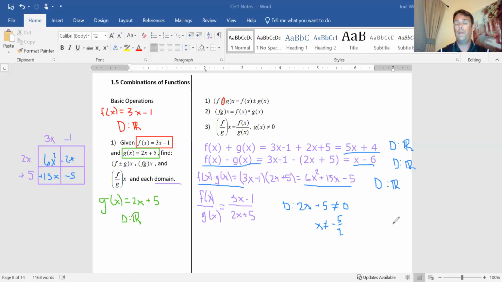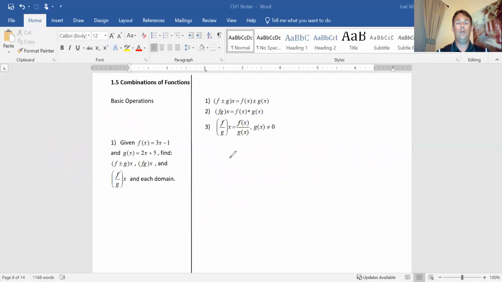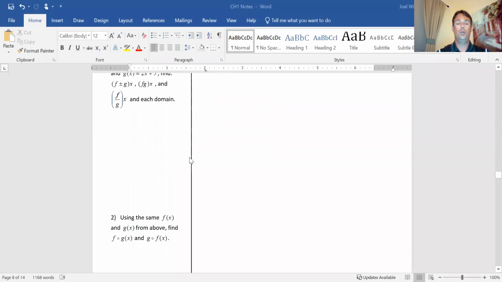So there's our domain. So these are our first 4 ways that we can combine functions. We can add them, we can subtract them, we can multiply them, and we can divide them. We keep going here a little bit. We also can use them to do this f of g of x and g of f of x.